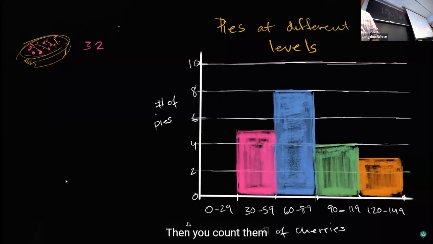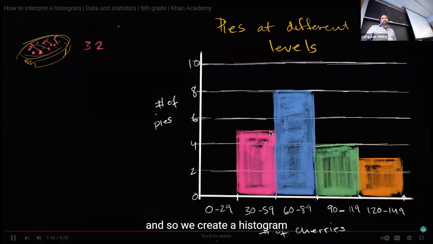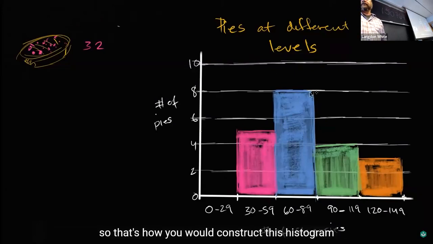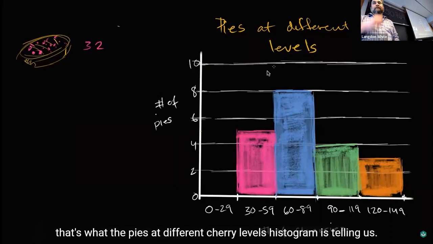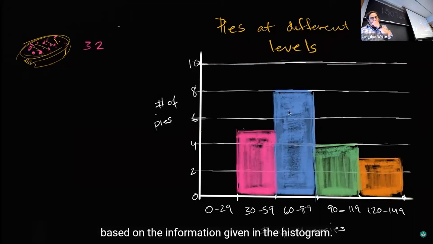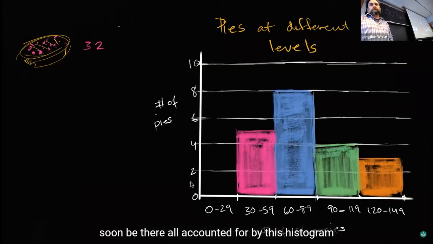So for example, say, okay, five pies have 30 to 59 cherries. And so you create a histogram and you make this magenta bar go up to five. So that's how you would construct this histogram. That's what the pies of different cherry levels histogram is telling us. So now that we know how to construct it, let's see if we can interpret it based on the information given in the histogram. So the first question is, based on just this information, can you figure out the total number of pies in your store, assuming that they're all accounted for by this histogram?